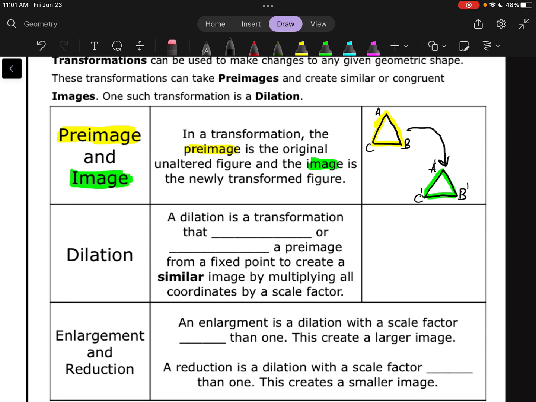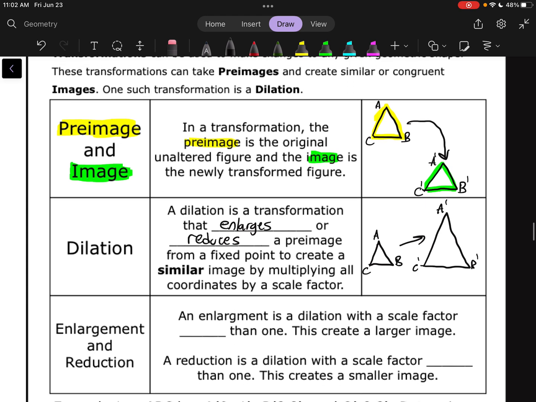Now that we know what a pre-image and an image is, let's start talking about this dilation. A dilation is a transformation that enlarges or reduces a pre-image from a fixed point to create a similar image by multiplying all coordinates by a scale factor. So it could take something like this, and it could dilate it into a much bigger version. And that would be A prime, B prime, and C prime. A dilation is going to make it either bigger or smaller depending on that scale factor.